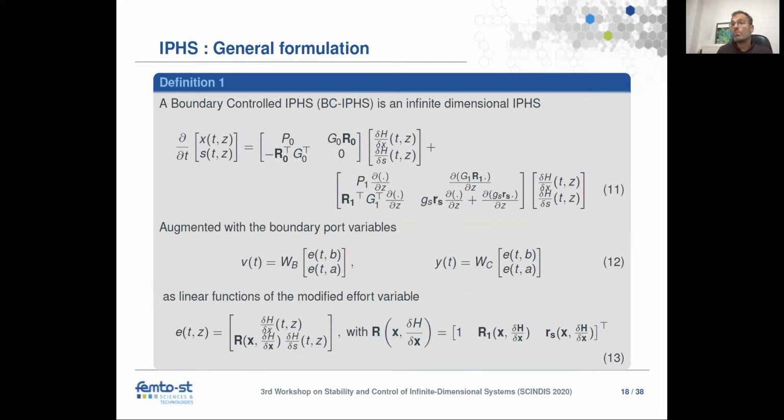And for the moment, I did not discuss the boundary conditions, but from this parametrization, I can also do integration by parts in order to relate the time derivative of the energy with respect to the boundary port variables. And again, I can parameterize the input and the output with respect to the boundary conditions such that the product of the input and the output is exactly the time derivative of the energy.